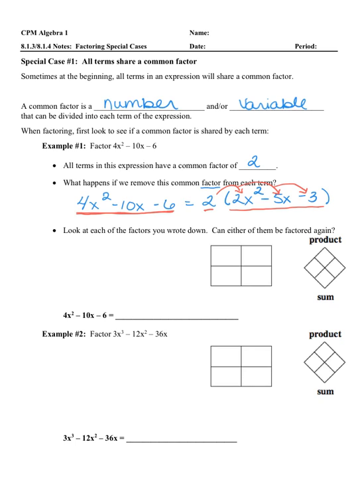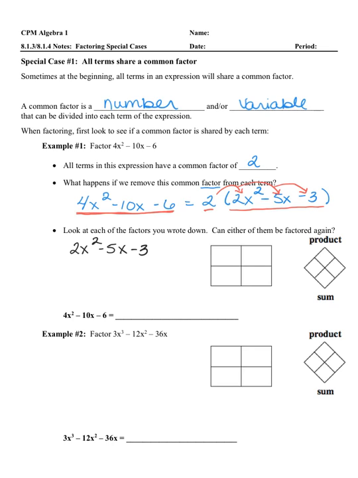The next thing we want to do after we pull out that common factor is take a look at the factors we wrote down. Can any of them be factored again? And the answer is yes. 2x squared minus 5x minus 3 can be factored using the methods that we used last week and the week before, the methods you learned during weeks 2 and 3 of our distance learning.